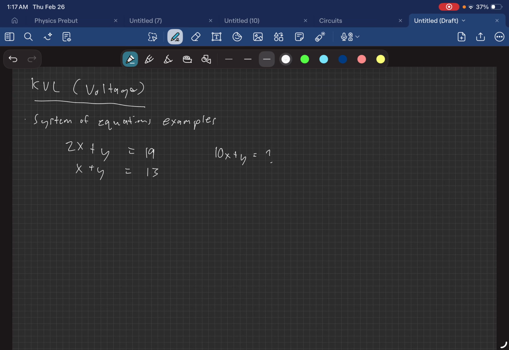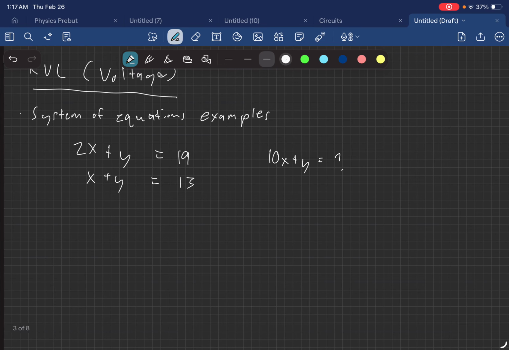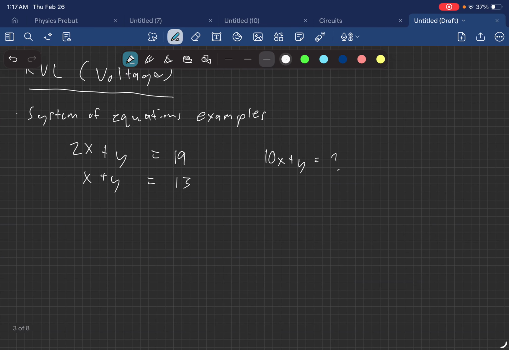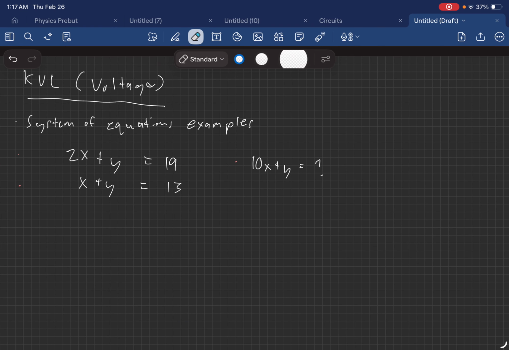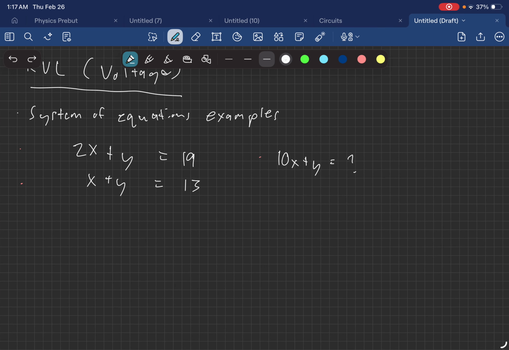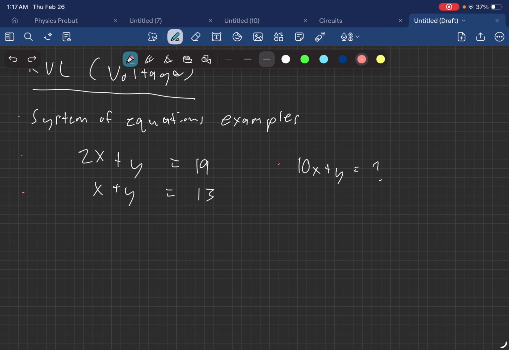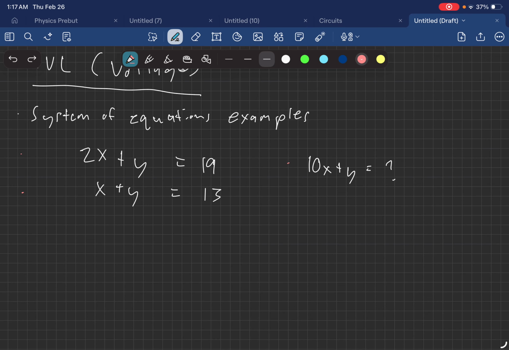Okay, so here we have an example. We have three equations. We got 2x plus y is equal to 19. We got x plus y is equal to 13. And we need to look for 10x plus y. So over here, for 10x plus y, you already assume that you got both variables. How do we get x and y from these two linear equations?